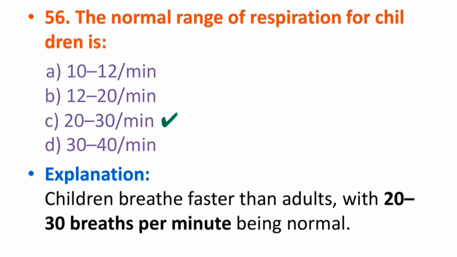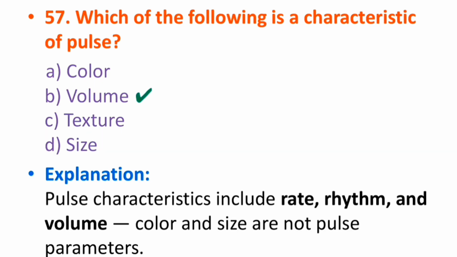The normal range of respiration for children is: option A, 10 to 12 breaths per minute; option B, 12 to 20 breaths per minute; option C, 20 to 30 breaths per minute; option D, 30 to 40 breaths per minute. The correct answer is option C. Children breathe faster than adults, with 20 to 30 breaths per minute being normal.